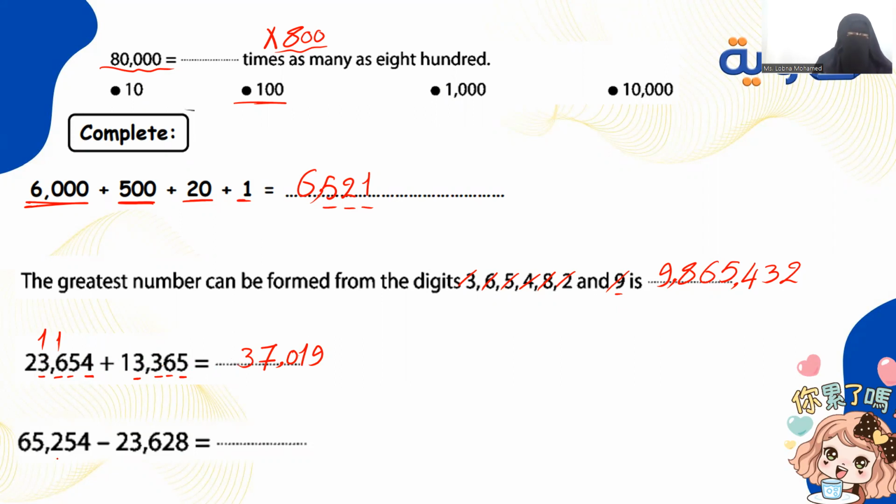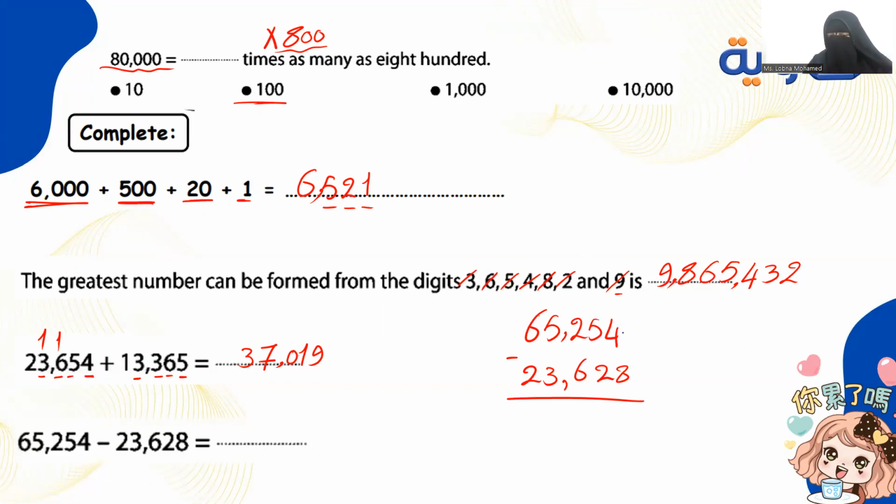Okay, let's move to the next question. Let's align these numbers above each other to not get confused in subtracting. Okay, let's start. 65,254 minus 23,628. Let's start to subtract them together. But let me change the color.